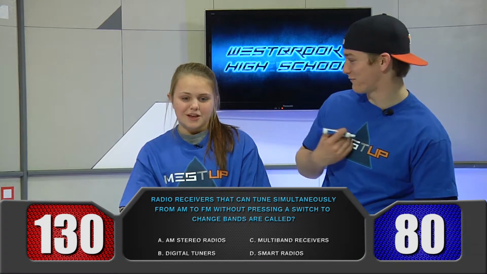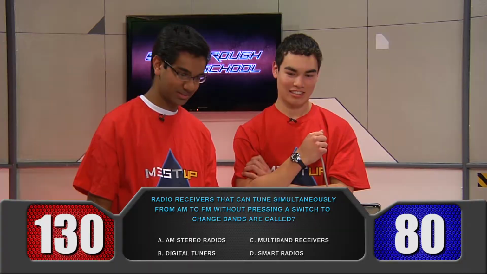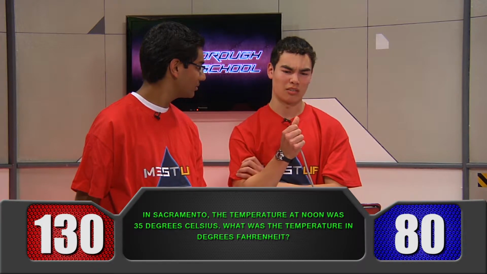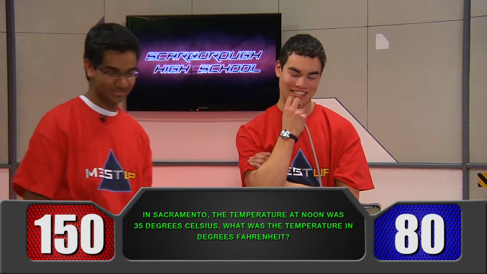Red team, your choice. Math for 20. In Sacramento, the temperature at noon was 35 degrees Celsius. What was the temperature in degrees Fahrenheit? Red team. 95 degrees. That's correct. So yeah, that's a really hot day. And red team, your choice.